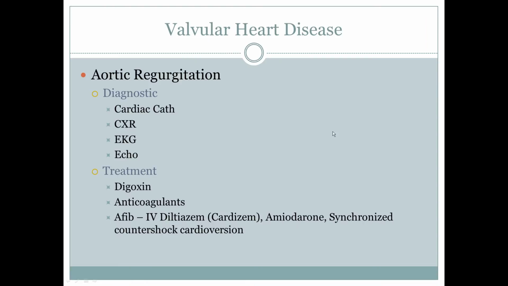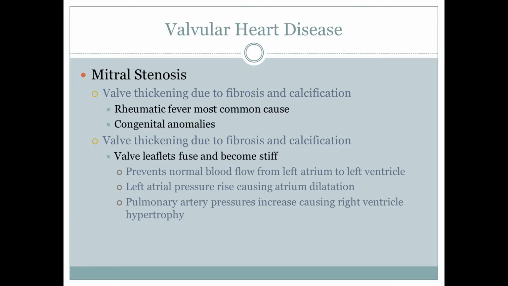So we're going to do cardiac caths, chest x-rays, EKGs, and echoes are normally done for these types of patients to try to diagnose their problem. We can give them digoxin, some anticoagulants, especially for the risk for emboli, and then the AFib again.